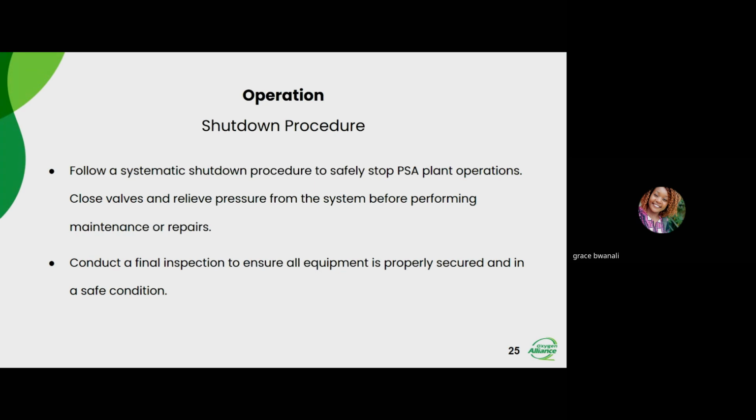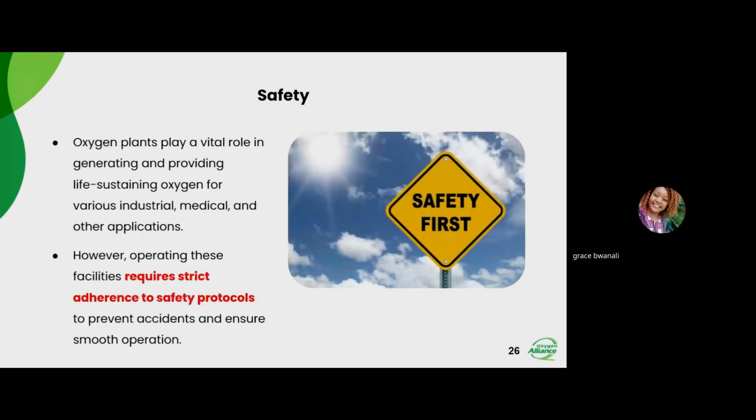So finally, I'm going to take you through the safety guidelines, which are also vital for operating the oxygen plant. As you know, oxygen plants play a vital role in generating and providing life-sustaining oxygen. Normally for us, we use it for medical application. However, if we operate these facilities without strictly adhering to the safety protocols, this can lead to accidents and can be hazardous to us.